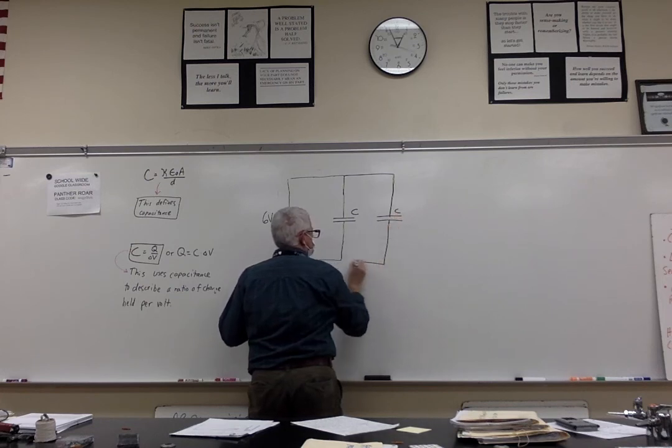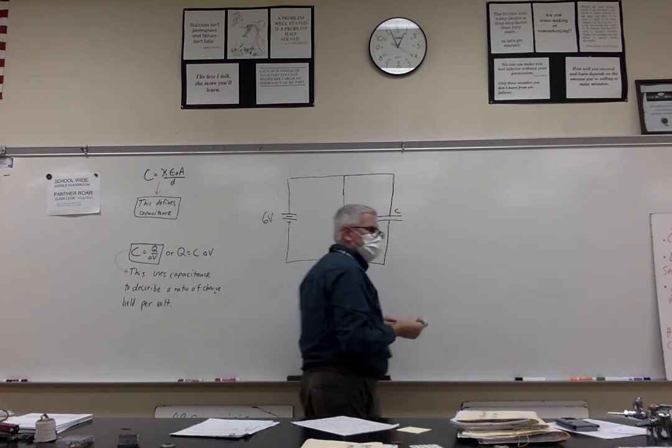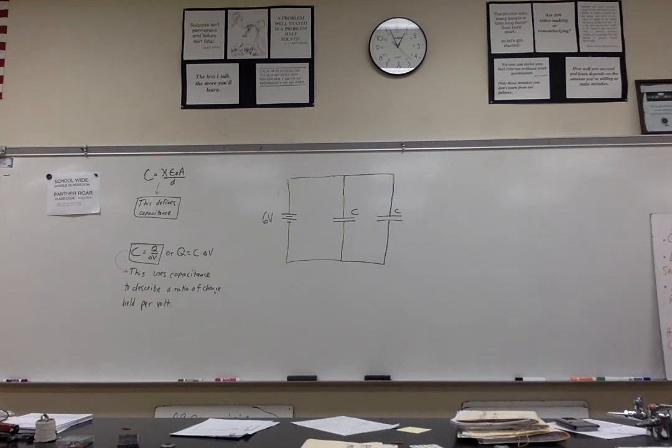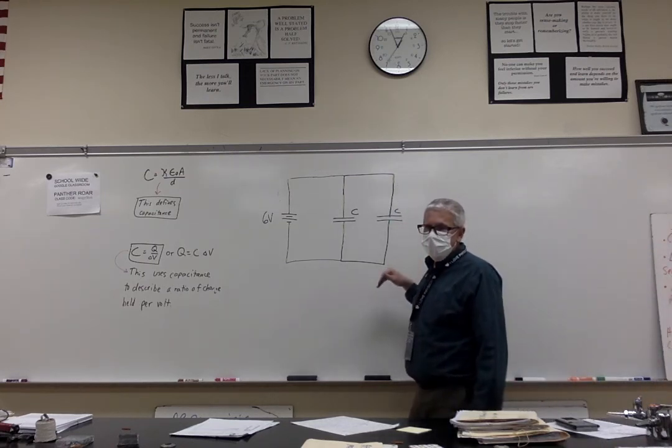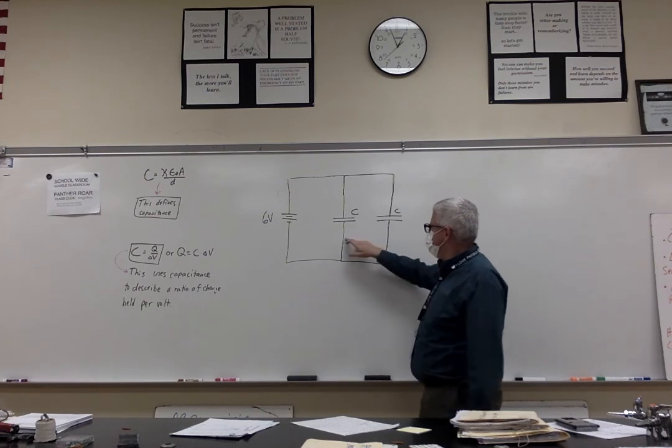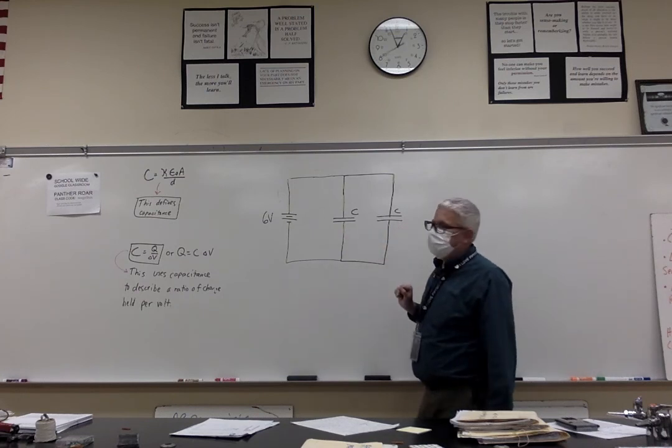Let's say it also has a capacitance of C. Justin, what would be the voltage across that second capacitor? Also 6 volts. Do you agree? Yes. This is in parallel. Parallel circuits have the same voltage in parallel branches. That would also be 6 volts.